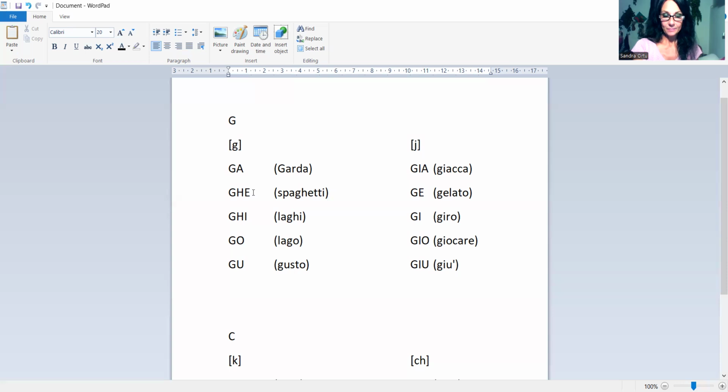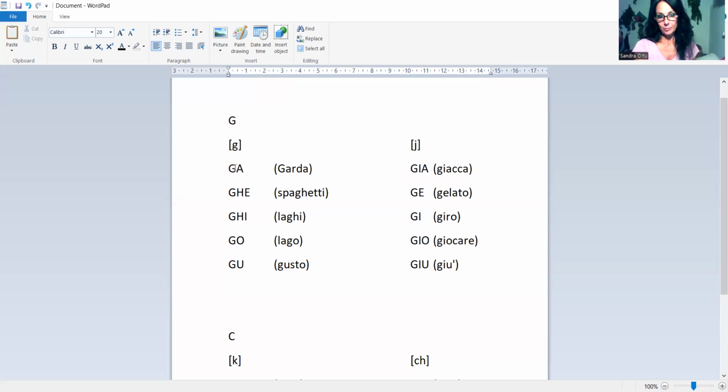Then we have ghe. I've written spaghetti. I'm sure everybody knows spaghetti. Nobody necessarily goes and writes the word spaghetti, but we do know what spaghetti are. And then we have ghi. The word that I've chosen is laghi, which is lakes, plural. Then we have go, which is lago, singular. And then we have gu, and the word that probably many of you know is gusto, which is taste or flavor.